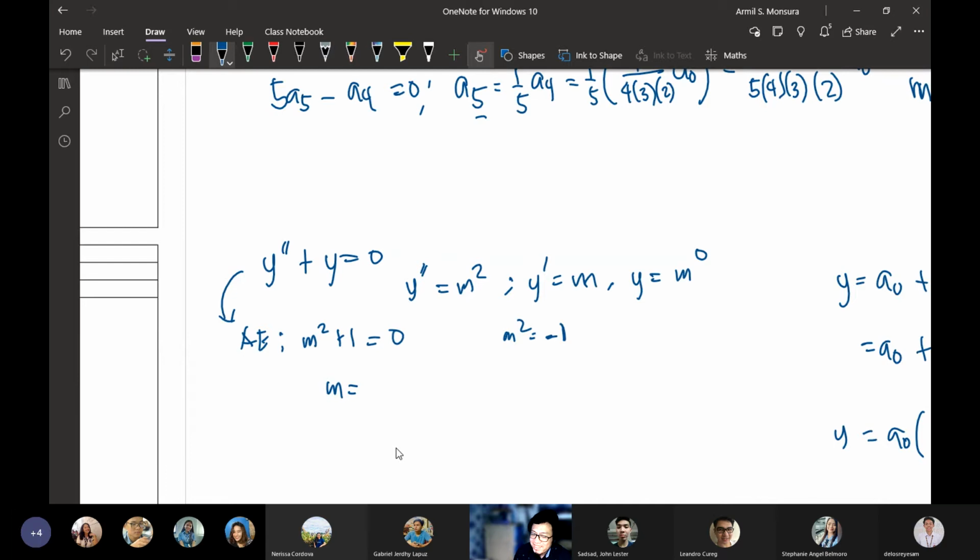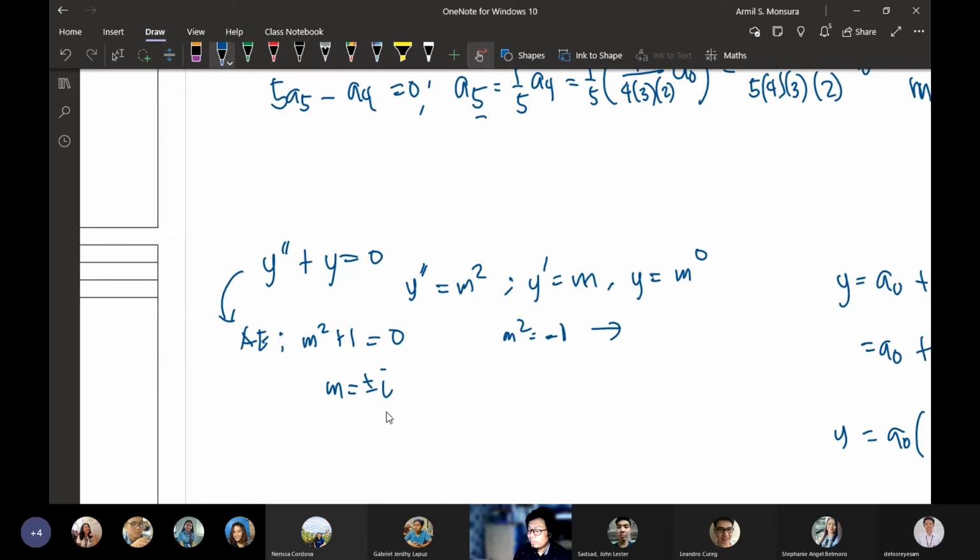Plus minus 1? Yeah. So plus minus, this would result in a complex number. So that's plus or minus i, because this is the square root of negative 1. So this should result in an imaginary number.